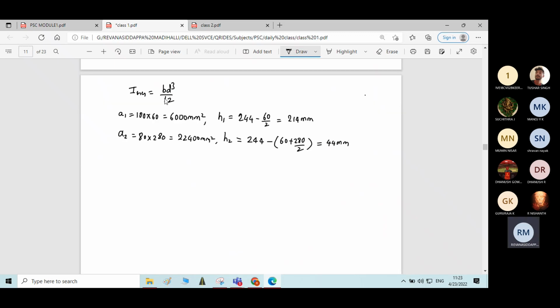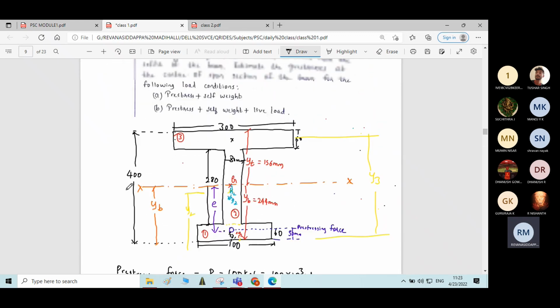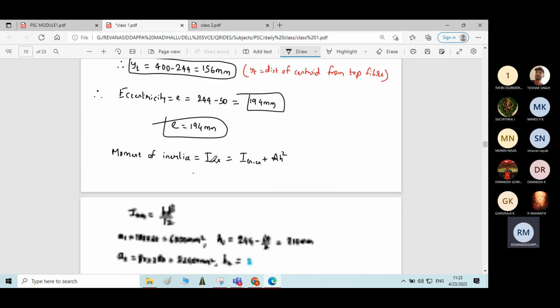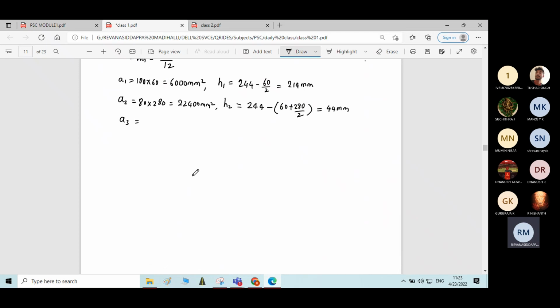Then similarly, you need to perform the calculation for component 3, that is A3. A3 is equal to 300 into 60. How much do we get here? 18,000, correct? 300 into 60 is 18,000 mm square.